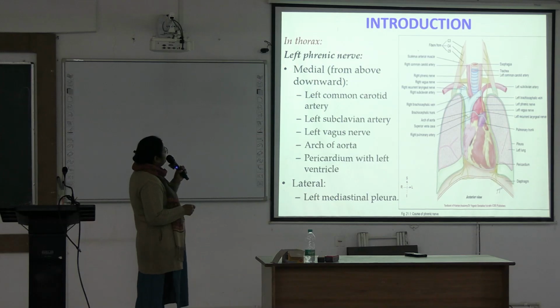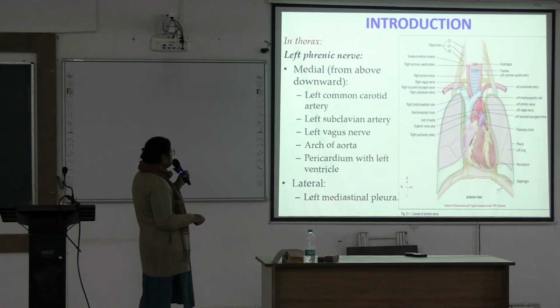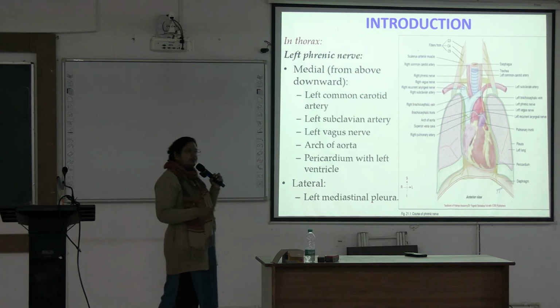And for left phrenic nerve, medial relation from above downward is left common carotid. This one is left common carotid. Then left subclavian artery, left vagus nerve, arch of aorta, here is the arch of aorta, pericardium with left ventricle, here is the left ventricle, pericardium with left ventricle. And on the left side, this is the course of the left phrenic nerve. Okay, and laterally it is related to left mediastinal pleura.